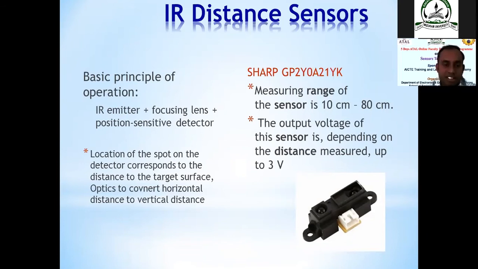Now, in this distance sensor, again we have an IR emitter, then a focusing lens, and then a position sensitive detector. The sensor shown in the figure senses from 10 centimeters to 80 centimeters. It can sense the location of the spot, and because we are using a focusing lens, obviously it has better sensitivity than the previous one.